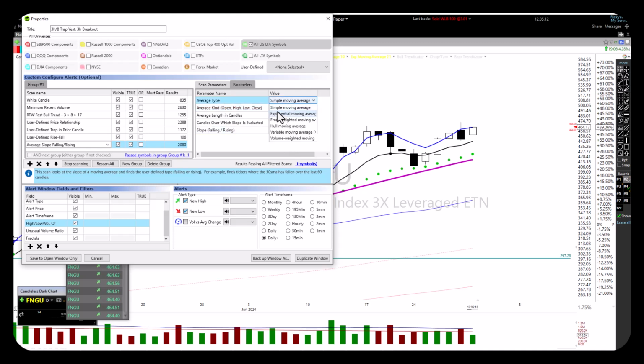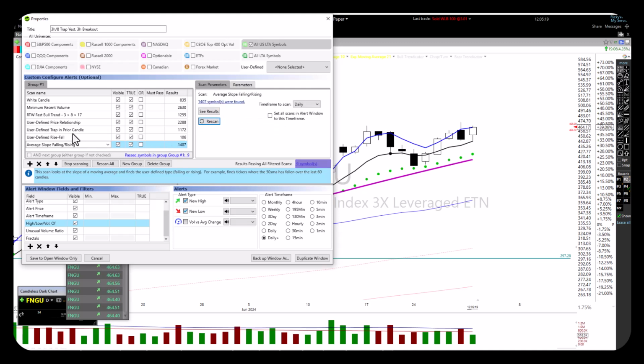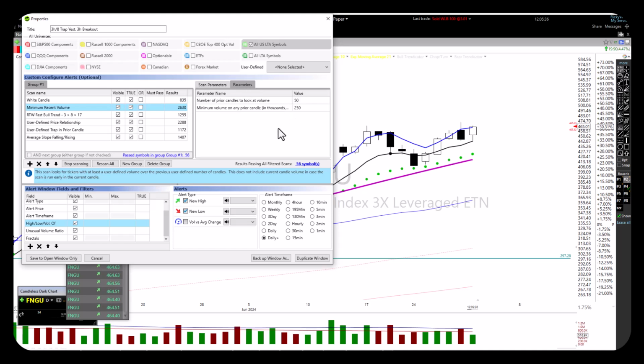Rising, exponential. There we go. And we're going to get rid of this one. Oh, bingo. Now we're cooking with gas. Now we're cooking with gas here. That's a good number to have in there. I like that. Volume, is that back where we had it?